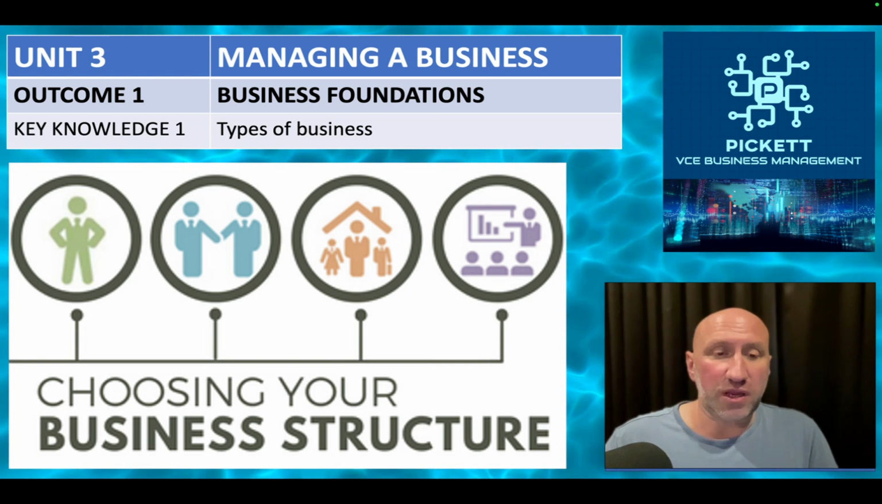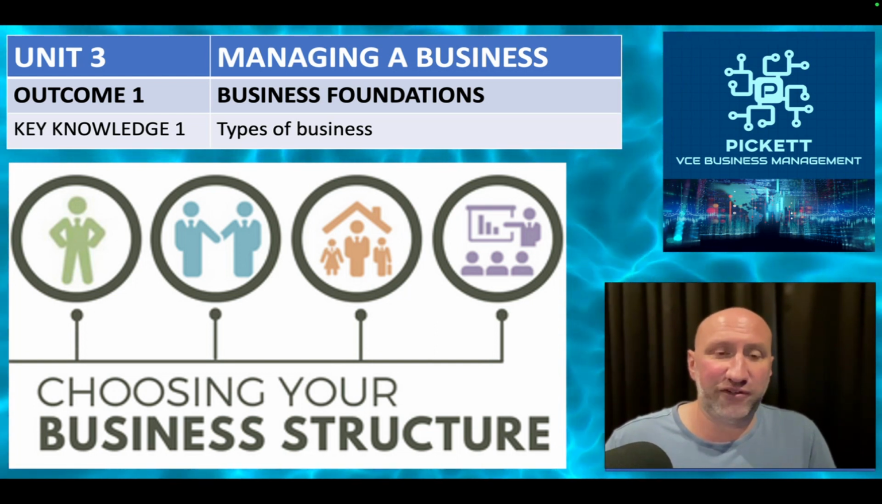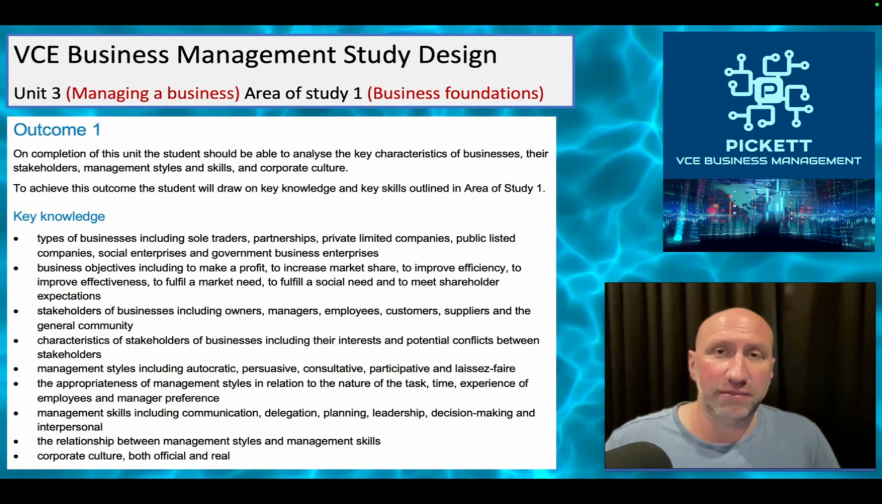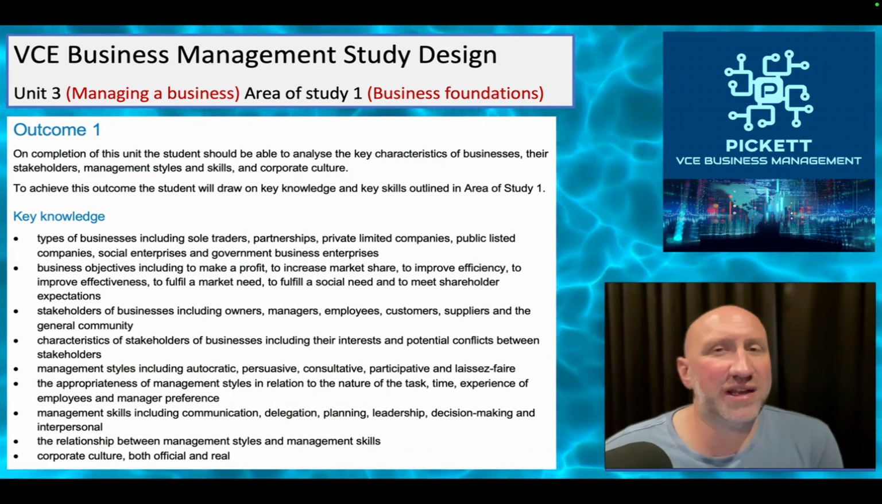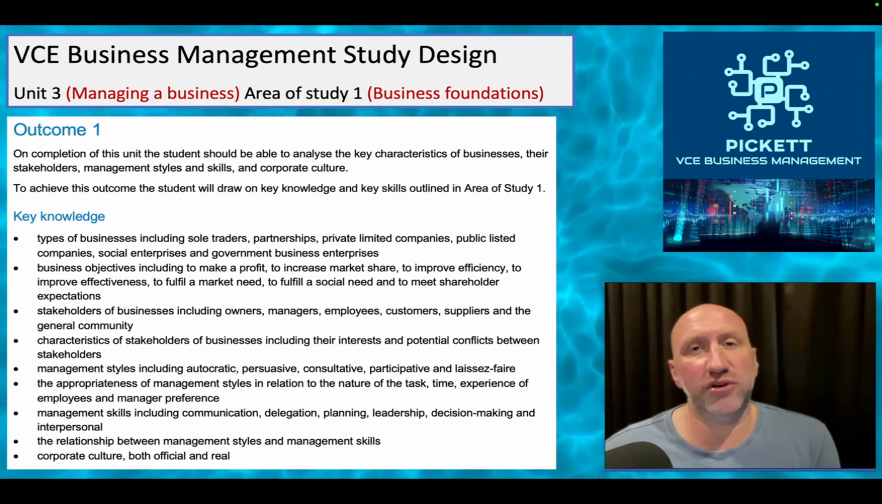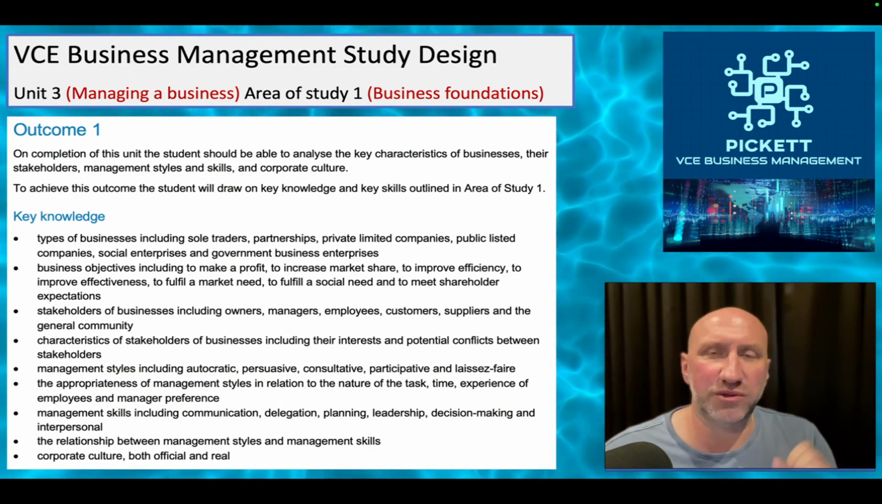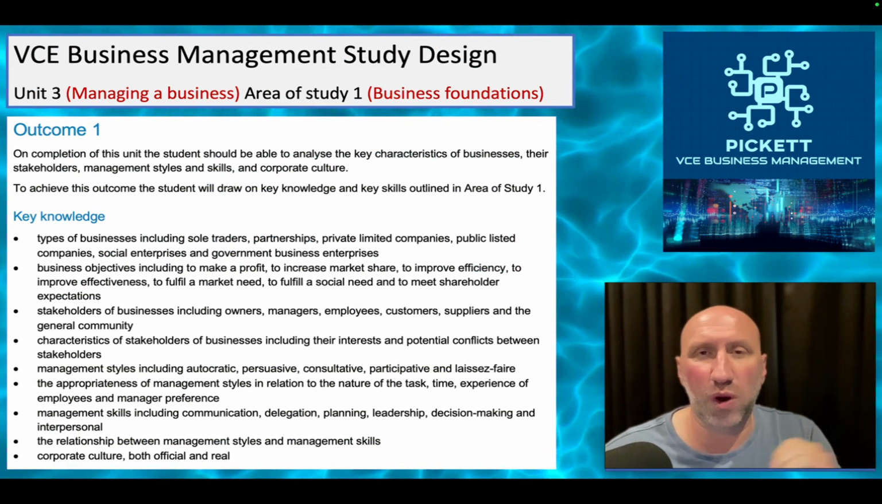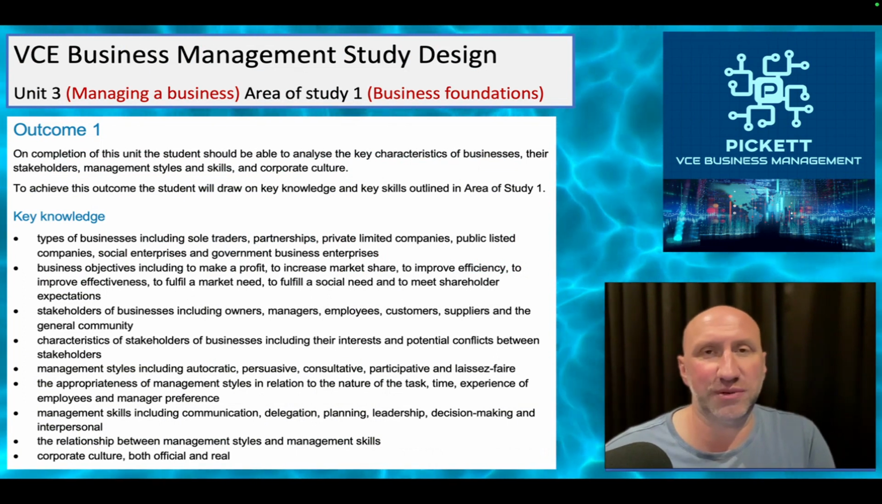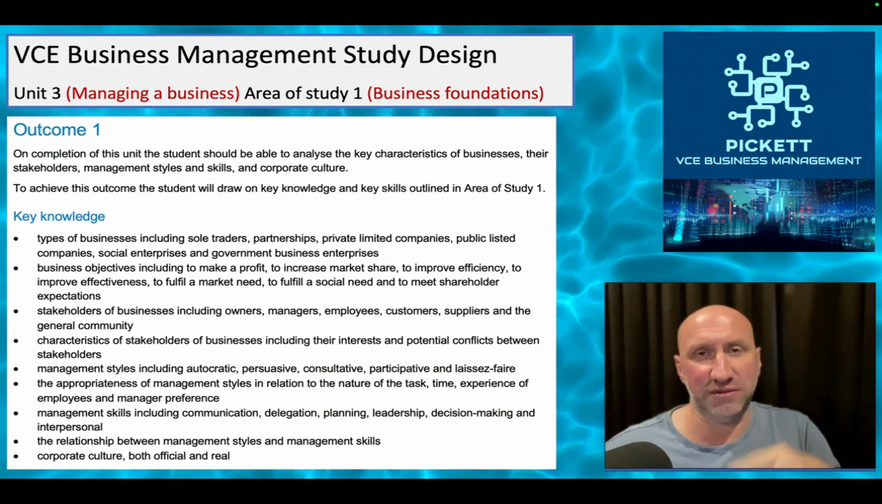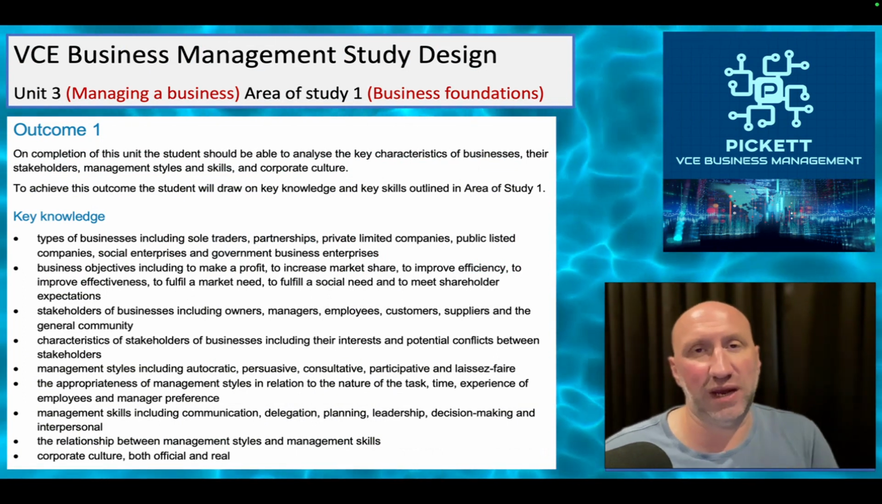So, types of business is this first key knowledge dot point. And in fact, if you did the Year 11 course, when we get into this, some of this is going to be familiar because there was also outcome 3 in Unit 1. We also looked at types of business. And there is definitely some kind of replication of information here.